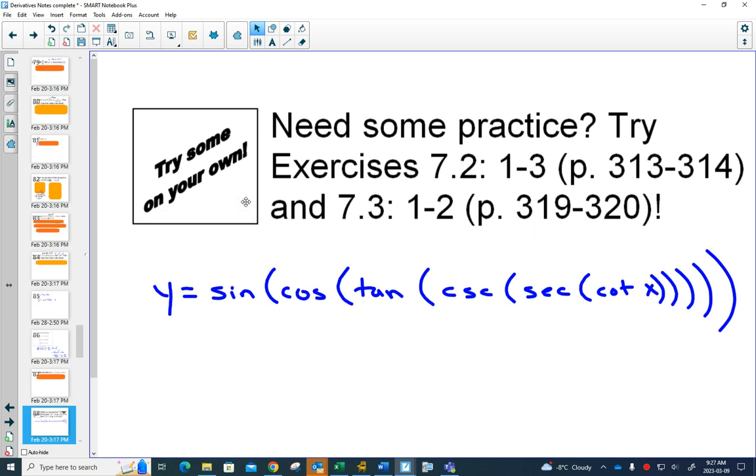And there's some practice questions. And a very fun chain rule if you want to try it. It has all 6 trig functions. How much nicer could that be?